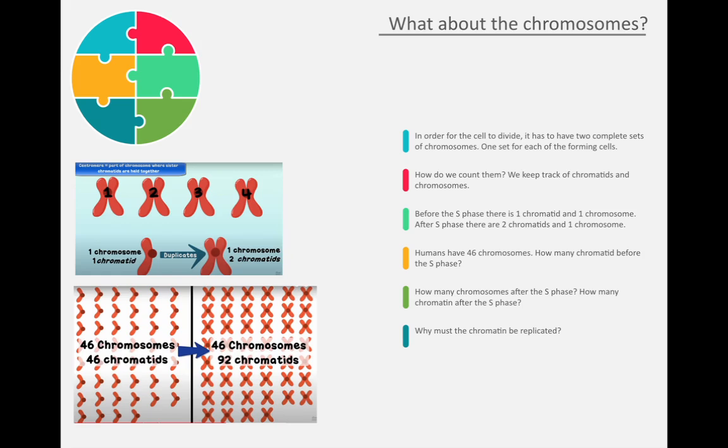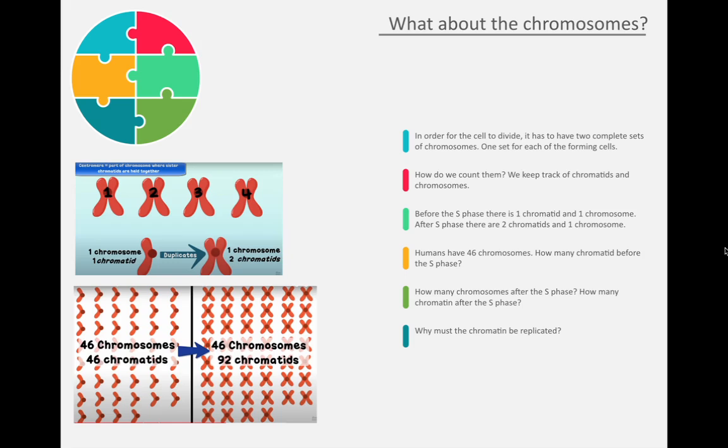And so before the S phase, there's one chromatid and one chromosome. But after the S phase, there are two chromatids and one chromosome. So humans have 46 chromosomes. How many chromatids before S phase? 46. How many chromatids after the S phase? 92. And so why does the chromatin have to be replicated?